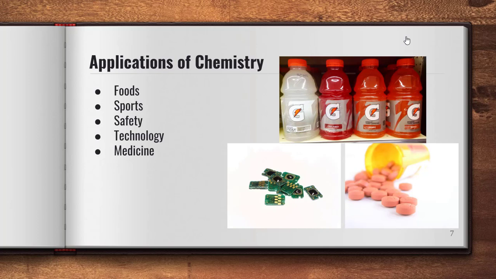Technology, a lot of the microchips that we have created are based on silicon. So technology and computers and laptops and all of those things have a huge application in the world of chemistry. And medicine, all of the medicines that we take are made up of chemical compounds. Some of them natural, some artificially made in a lab. Regardless, they're made up of chemicals. Studying chemistry helps us better understand what those medicines are, how we can create them, as well as how they work and react inside of the body.